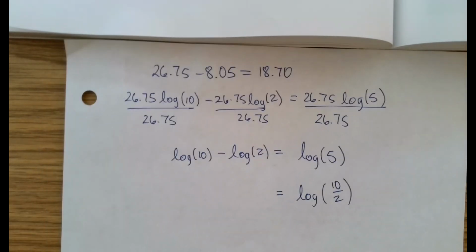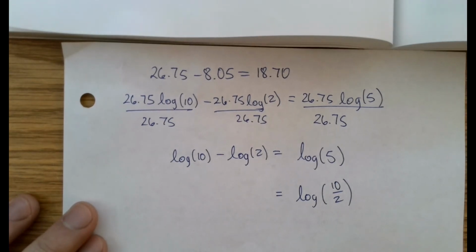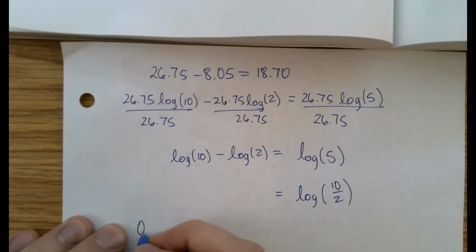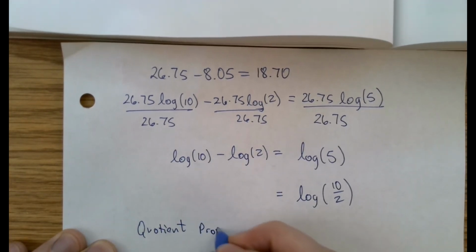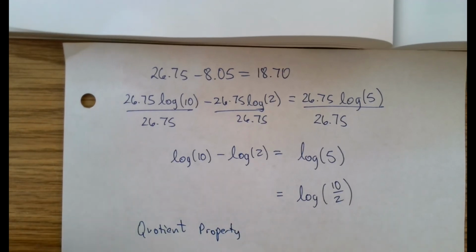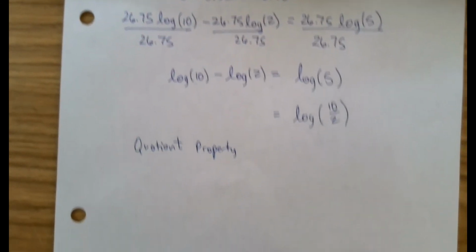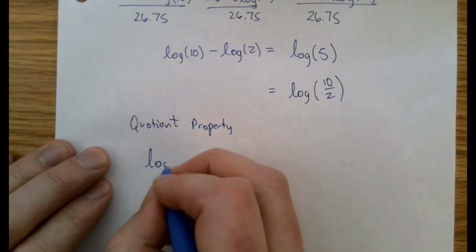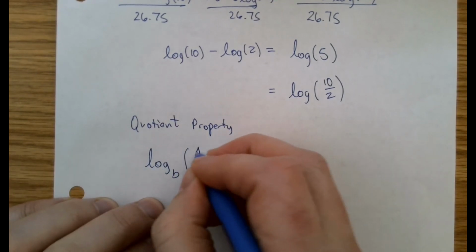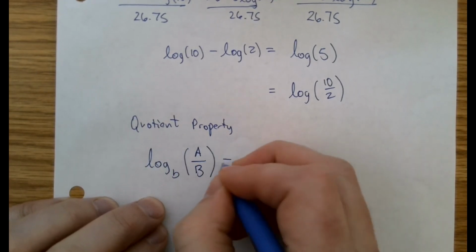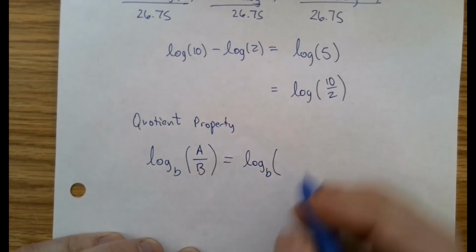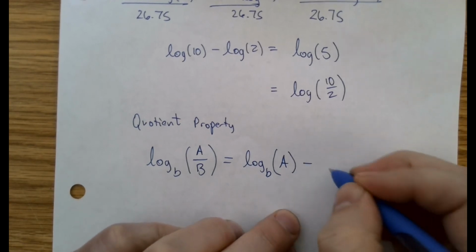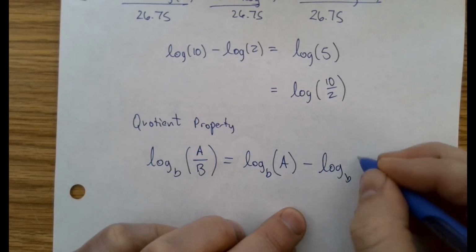So the quotient property is if we have division within our logarithm, so log of any base, call that b, of a divided by b, that's equal to log base b of a minus log base b of b. The order we do the subtraction is very important: the numerator value minus log of the denominator value.